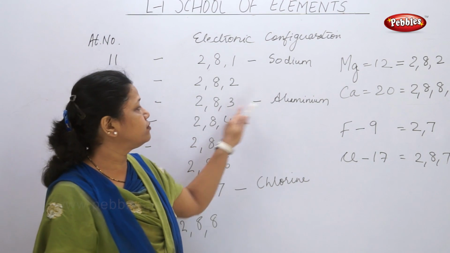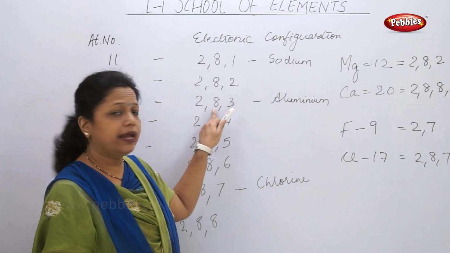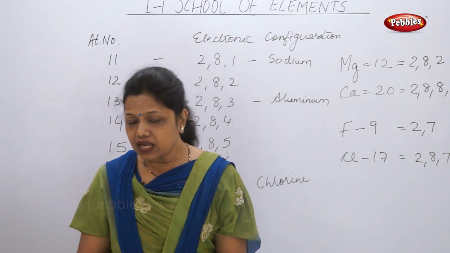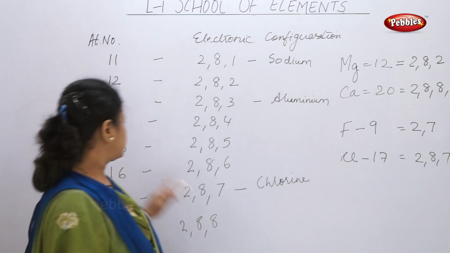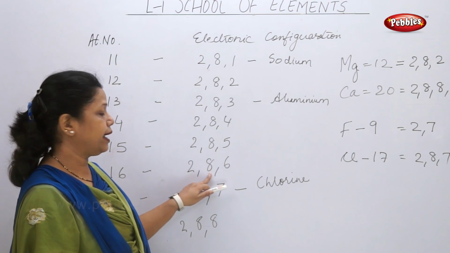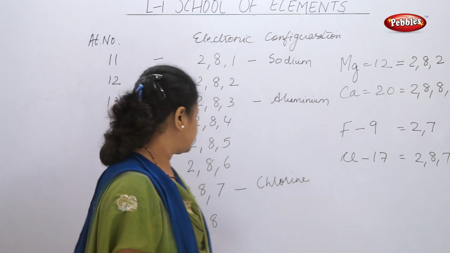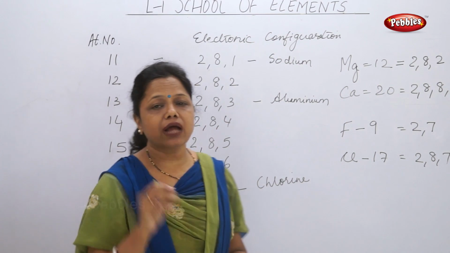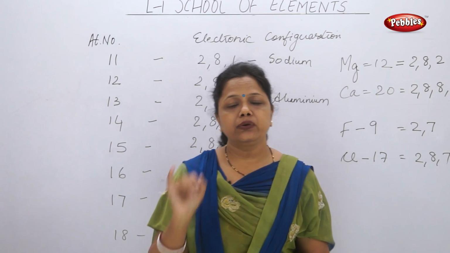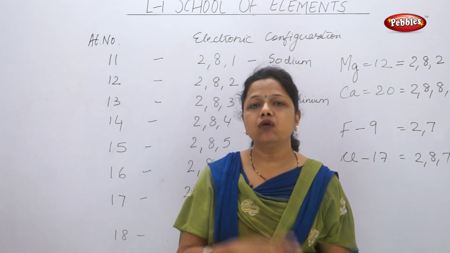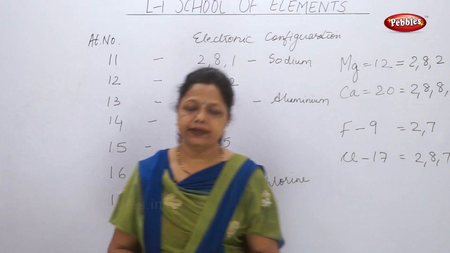Aluminium, we had done this already. It is 2, 8, 3. Then sulfur is 16, so sulfur is 2, 8, 6. And potassium is 19. So how will the 19 come? 2, 8, 8, 1. So this is how the electronic configuration can be done.